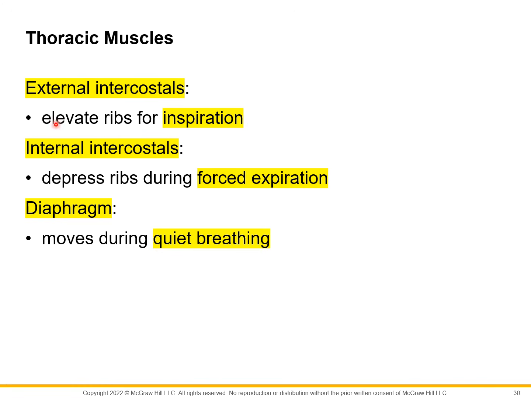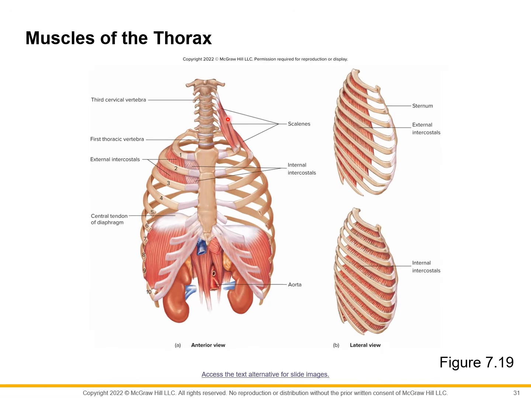Next, internal intercostals. These are the muscles that work during forced or intentional expiration, or exhaling. So, if for example we are going to sigh, it's the internal intercostals that would do that job. Next, diaphragm. This one is the muscle that would move during quiet breathing. This slide shows us the specific locations of our external and internal intercostals, and the diaphragm.